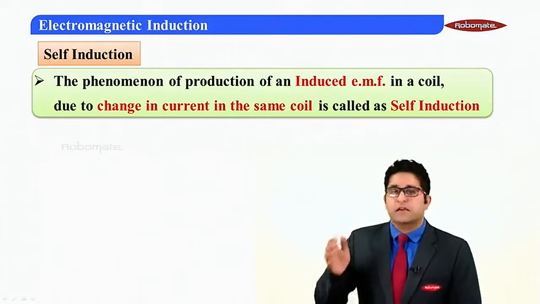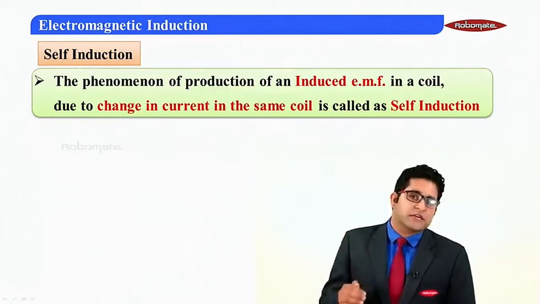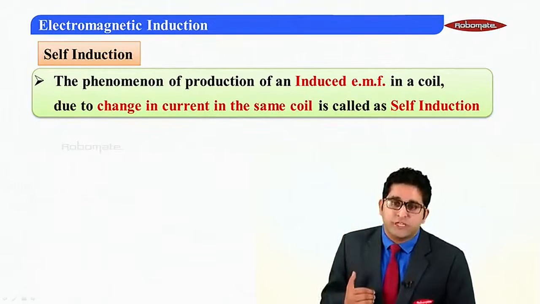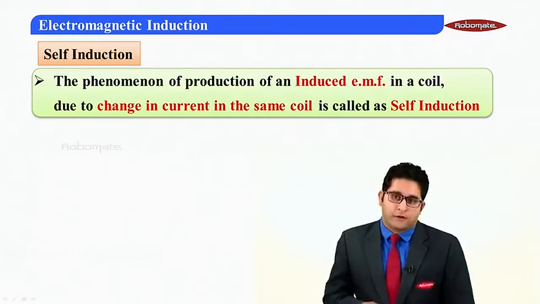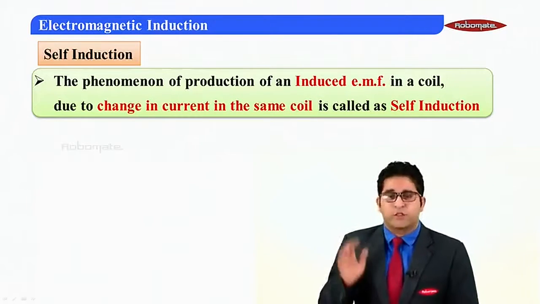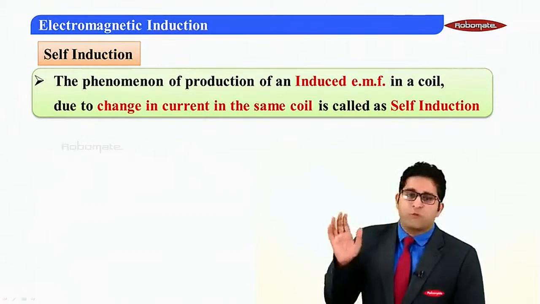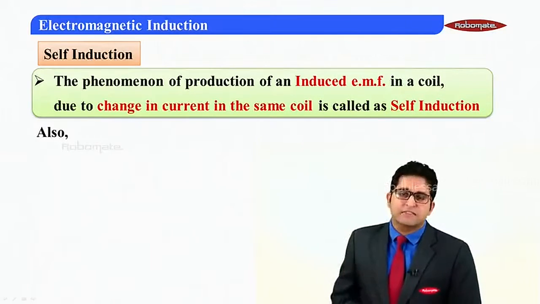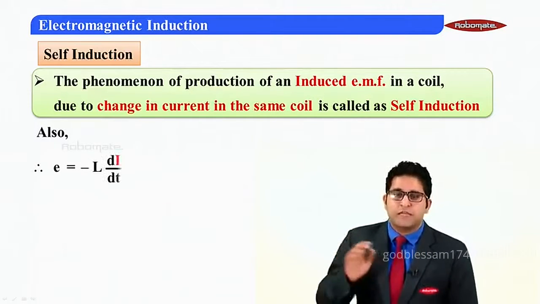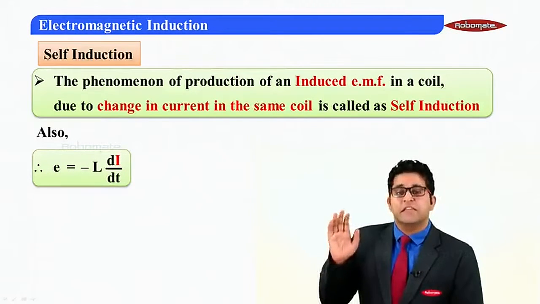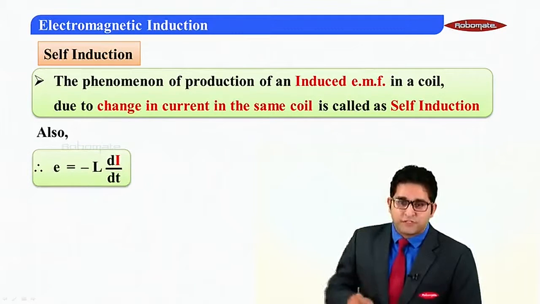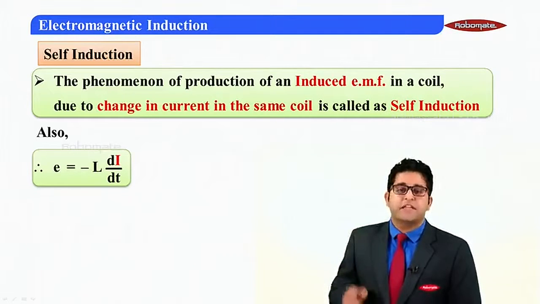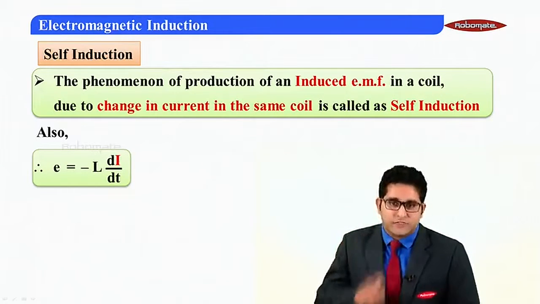Now students, to understand this concept of self-induction, we have taken a coil, and in that coil current was changing, and because of the change in current there was a change in flux, and because of the change in flux there was induced EMF produced in the coil. We have also found out the formula for induced EMF. The formula for induced EMF in case of self-induction is given by E equals minus L into di by dt, where E is the induced EMF due to self-induction, L is the coefficient of self-inductance, and di by dt represents the rate at which current is changing.